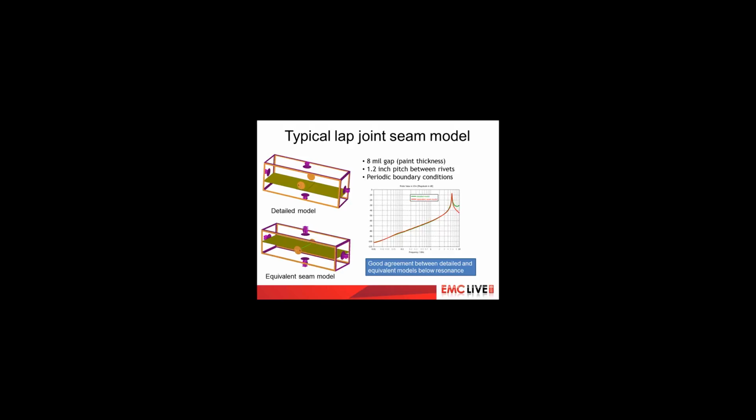The equivalent seam model shows good agreement with the detailed model up to the resonance. Above the resonance, the behavior becomes more complex for the detailed real geometry, because things like the actual round shape of the rivets have some effect.